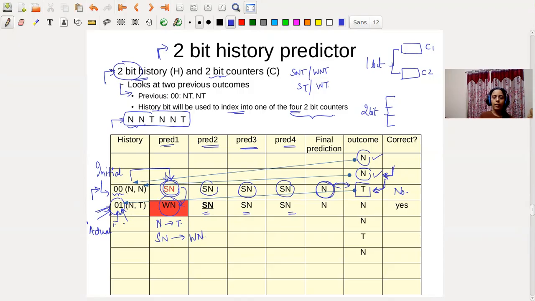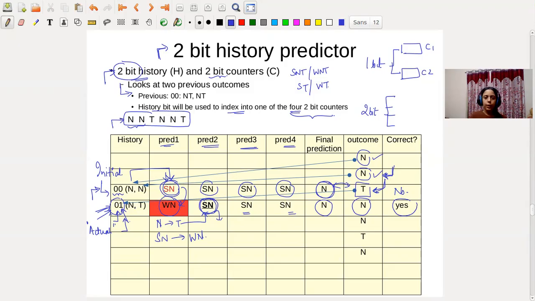Now, for the next iteration, when I get 0, 1 as the history, what I will do is index into the second counter, which is strongly not taken. So the prediction is not taken. The actual outcome is also not taken. The prediction is correct, and therefore I do not change the prediction because it is already in the strongly not taken state.